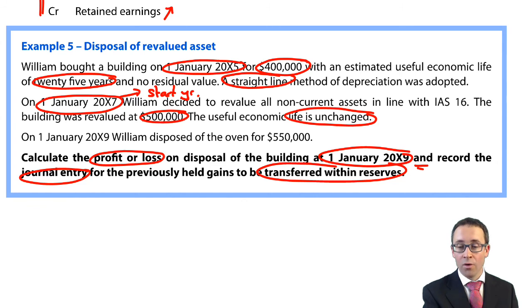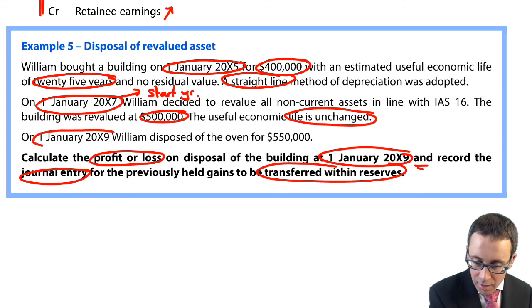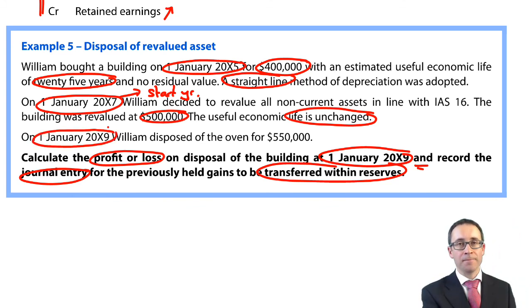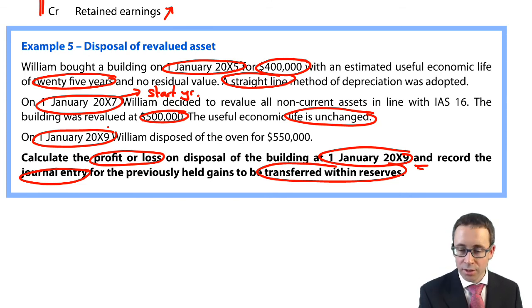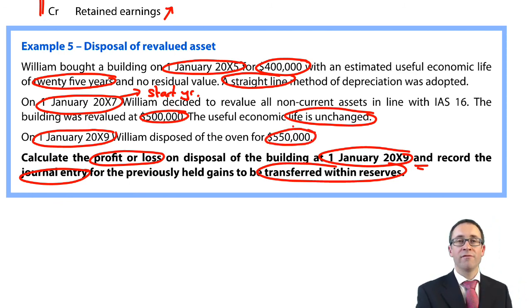So we're going to depreciate it for all of X7 and X8, because we then dispose of it on the 1st of January X9. So you will need to depreciate it for 2 years. You will need to do 2 years' worth of the revaluation transfer, so the transfer through the statement of changes in equity for the excess depreciation. And then when you're working out the profit or loss on disposal, you base it upon the proceeds of 550 compared to the carrying value at the end of December X8, which is the same as the 1st of January X9. So have a go through, work it through, the answers at the back.